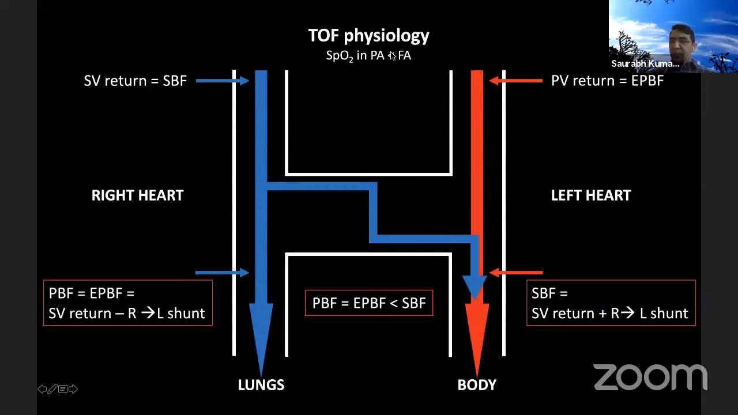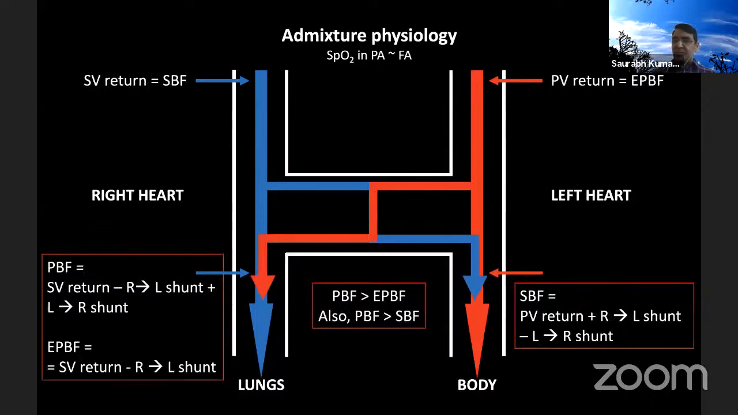And as you will see, pulmonary arteries continue to receive blood from systemic veins, so the saturation in this pulmonary artery segment will still be lesser than the femoral artery segment. And the systemic blood flow will be inclusive of the right to left shunt and the pulmonary venous return, which is coming from the lungs after oxygenation.